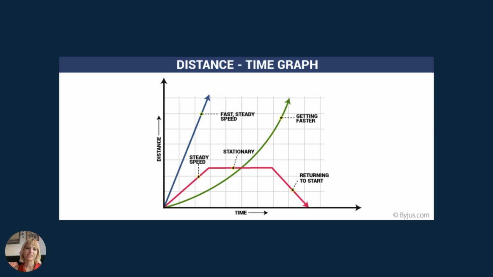Okay, this is a distance versus time graph showing some different scenarios, I guess I could say. So this is an object that starts at a steady speed, it stops for a minute, and then it returns to start. This is an object that is going quick because its slope is pretty steep, and it is going at a constant speed because it is linear. This curved function is an object that is getting faster.